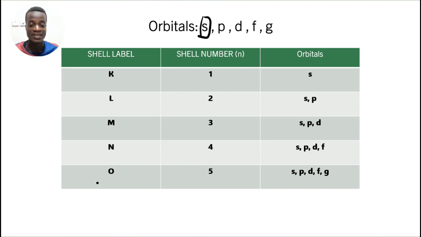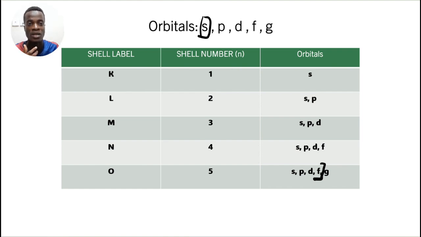Now, this is just an extension. If you have shell label O, which is shell number 5, it is S, P, D, F, and G is the next one that we have. But at our level, we are saying that we are going to majorly stop at F. And we'll tell you from the periodic table why we are stopping at F. But right now, this is how the orbitals are linked to the shells.